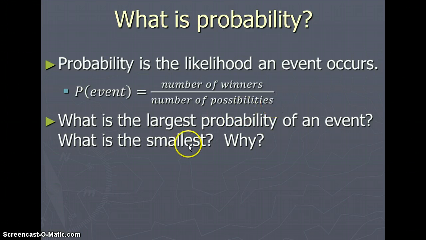The smallest would be when something never occurs. No matter how many times you play, you cannot win. So if there were 7 possibilities, but none of those are winning events, then our probability would be 0 over 7, or 0. Largest probability is 1, smallest probability is 0. All other probabilities will be in between those numbers 0 and 1.